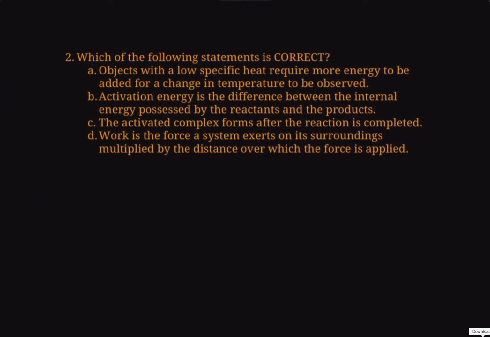Which of the following is correct? Well, work is the force a system exerts on its surroundings multiplied by the distance over which the force is applied. The other ones are the opposite of what's true. It would be a high specific heat. Activation energy is not the difference between the reactants and the products. That's the enthalpy. The activation energy is the amount of energy required to make the reaction go. And the activated complex is not the product or what's there when the reaction is completed. The activation complex is actually there right in the middle.